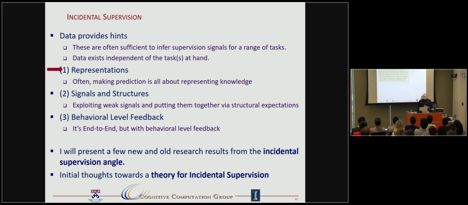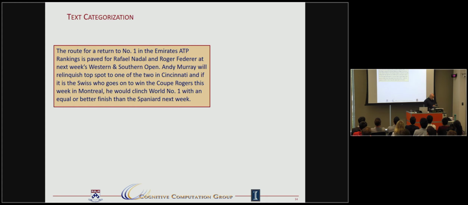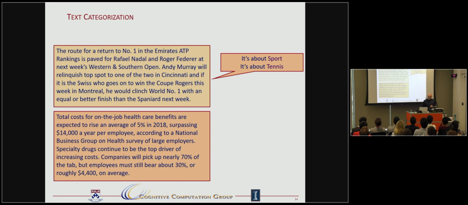So I'm going to start with the simplest problem I can think of in machine learning, and that is the problem of text categorization. So here's a piece of text. You know what this is about. You know it's about sports, it's about tennis. Here's another piece of text. You also know what this is about, right? So this is about money, about healthcare.